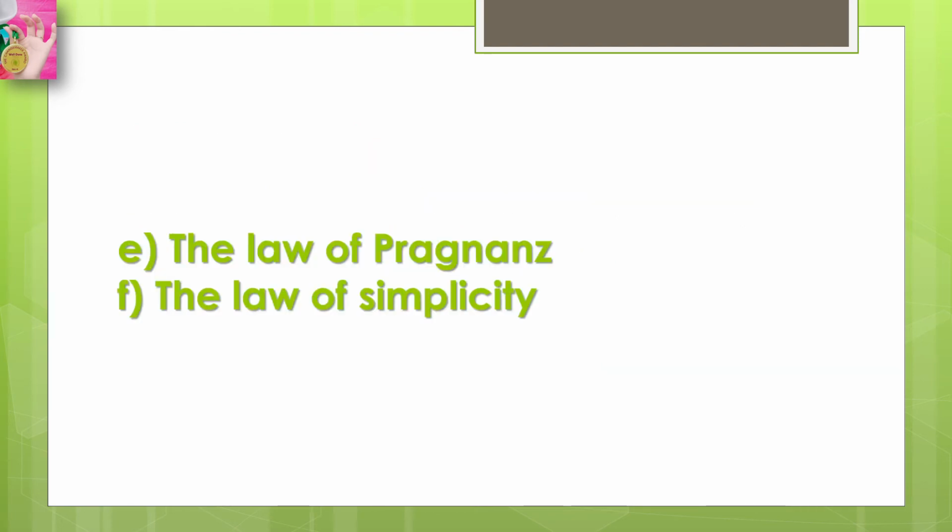And now the law of Pragnanz, or the law of simplicity. The Gestalt psychologists also formulated a general principle called the law of Pragnanz and the law of simplicity. This law states that when several perceptual organizations of an assortment of visual elements are possible, the perceptual interpretation that occurs will be one that produces the best, simplest, and most stable shape.